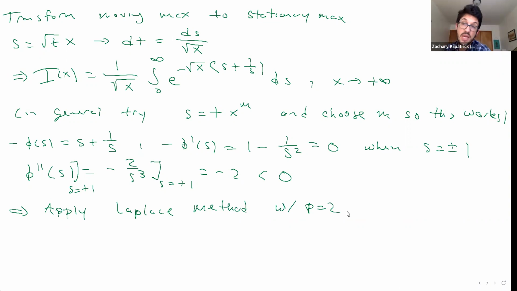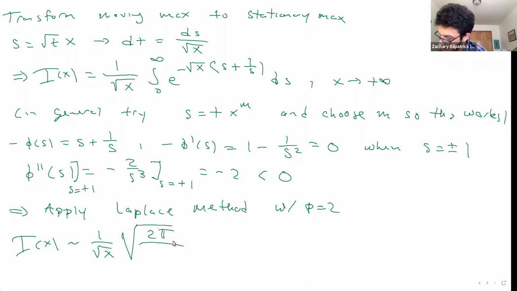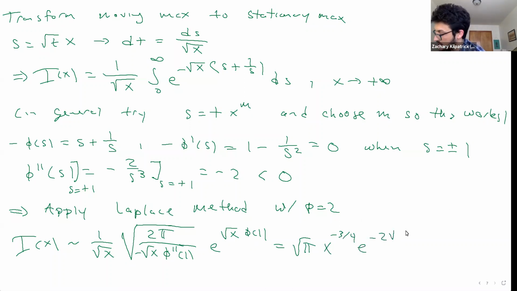And this holds for p equals 0, where we just approximate our function phi of s to second order in s. And if we do that, then we get a 1 over square root of x term out front. The same type of term that we typically get from Laplace method, which is going to be the square root of 2 pi over minus, now square root of x rather than just x, phi prime prime of 1, e to the square root of x, phi of 1, okay? Or if we simplify this down, we get square root of pi e, x to the minus 3/4, e to the minus 2 square root of x, as x goes to positive infinity.